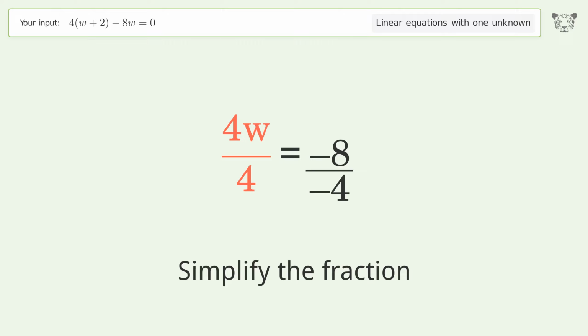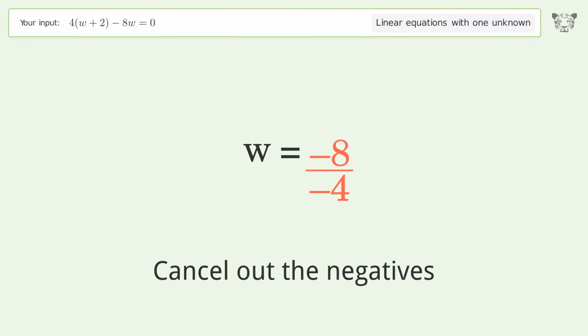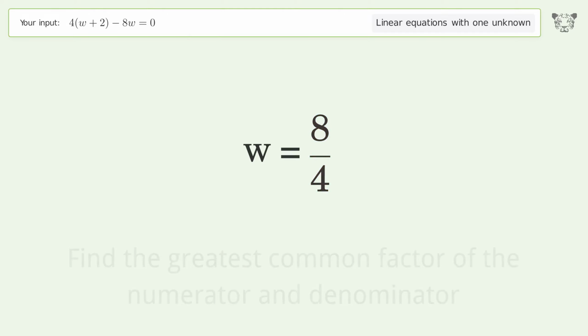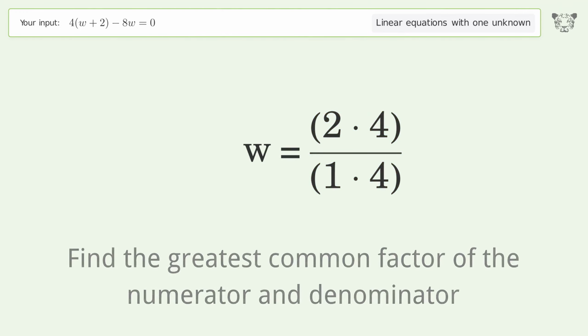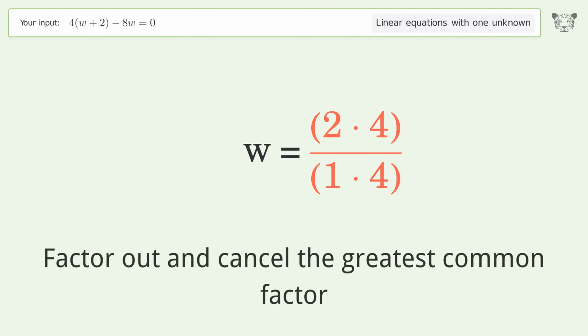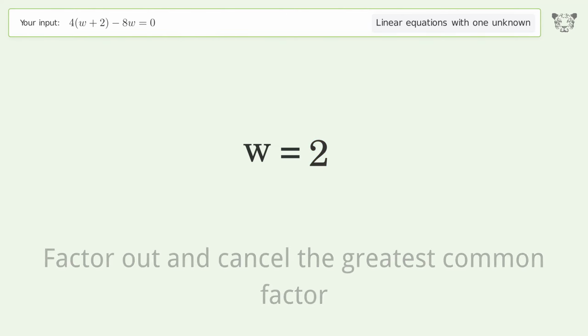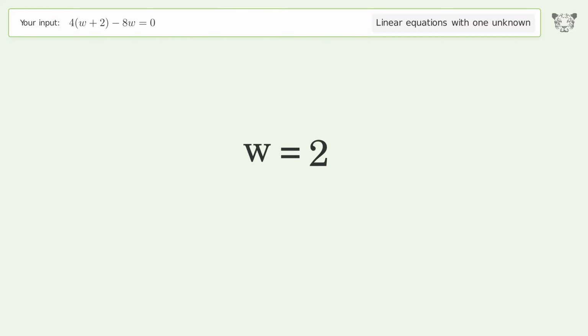Simplify the fraction. Cancel out the negatives. Find the greatest common factor of the numerator and denominator. Factor out and cancel the greatest common factor. And so the final result is w=2.